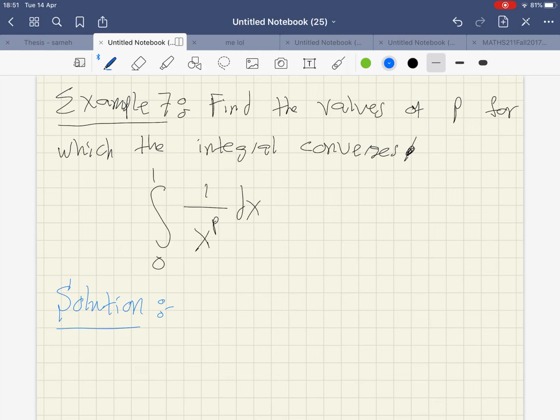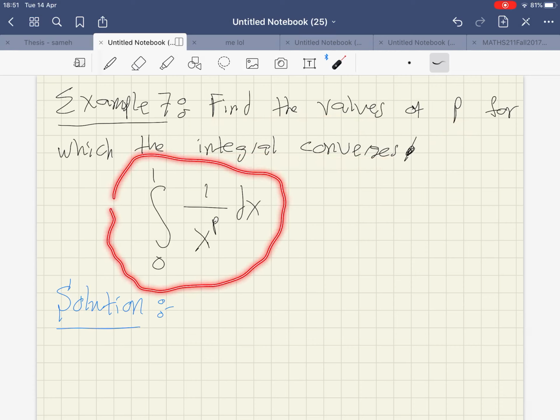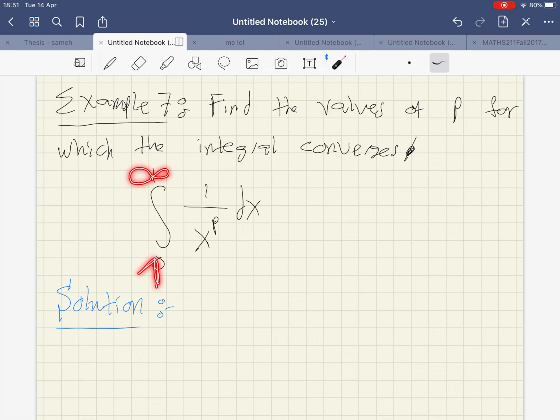We are in example 7 of section 7.8, improper integrals, and here the question is asking me to find the values of p for which the integral converges. Now if you look at this integral, you would say we have seen this before. In the last video it was exactly the same, but instead of this one it was infinity and this was 1. And do you remember what the answer was when this integral converges? Can you just recall? If it is 1 to infinity, you are right, p will be greater than 1.